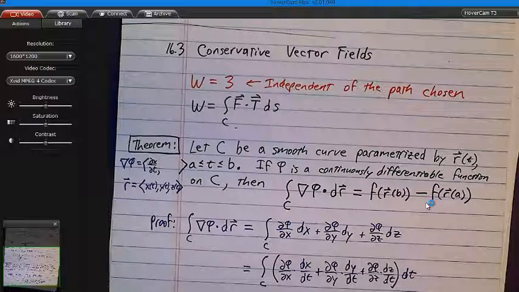Well, that's one of the beautiful things about Leibniz notation: as long as you have regular old Calc 1 derivatives, you can kind of treat these little differentials like fractions. And so that's what I'm doing, right? I'm multiplying top and bottom by dt.